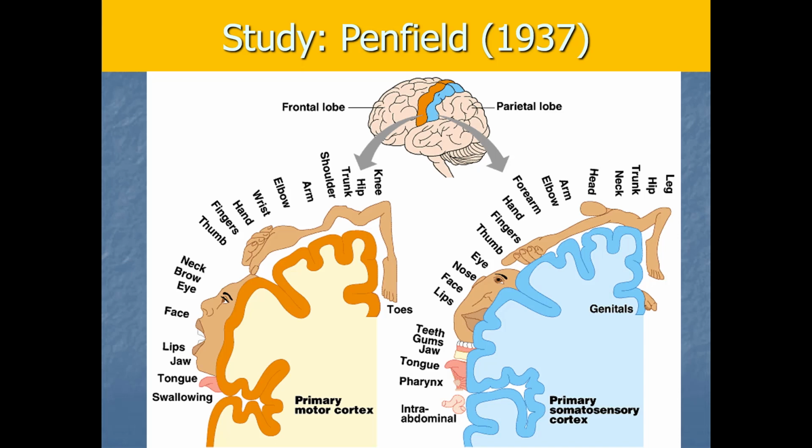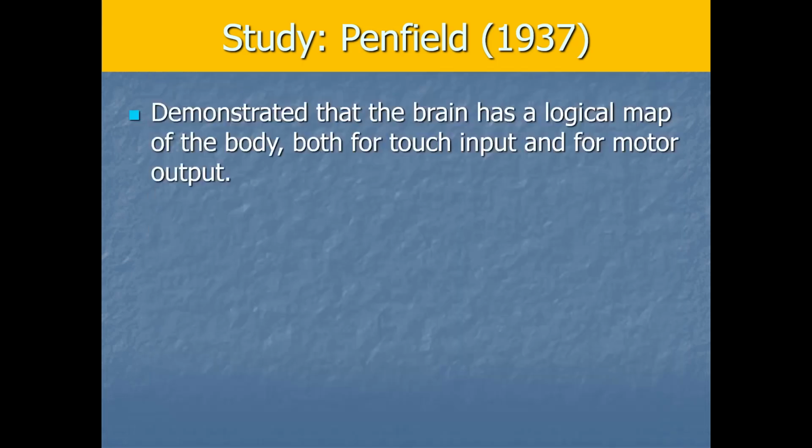Likewise, when it comes to the motor side of things, the movement side, right, the frontal lobe little strip there, the neurons controlling your trunk and your hip movement are next to the neurons controlling knee movement, which are then next to the neurons controlling foot movement, and those are next to the ones controlling toe movement, and so on. So what his work did, all the way back in the early 1900s, was demonstrate that the brain has a logical map of the body, both for touch input and for motor output.